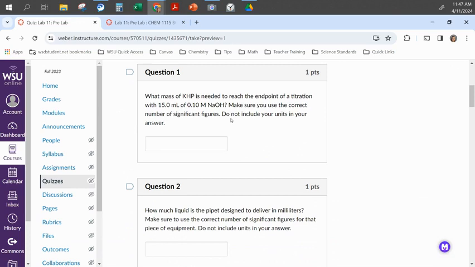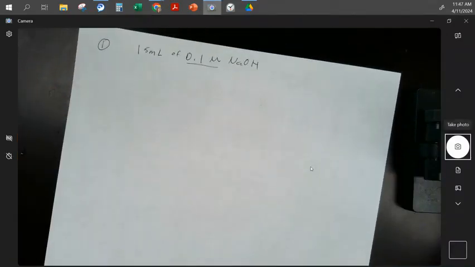You need to know how many grams of KHP do you need. So we're trying to get about 15 milliliters of titrant. So use about 15 milliliters of this. So question 1, we're looking at how many moles are we going to use? Mass of KHP. So we want to use 15 milliliters of 0.1 molar sodium hydroxide. So remember, it's about 0.1 sodium hydroxide, but we don't know for sure how many moles of sodium hydroxide.